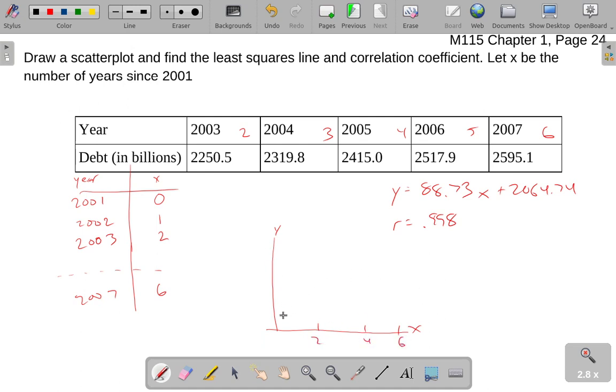With my y's, though, you'll notice if I start out at 0 down here and go up to 2600, all of these are really close. It's going to look like a horizontal line, because 2200 would probably be right here, and 2600 would look fairly horizontal like that.